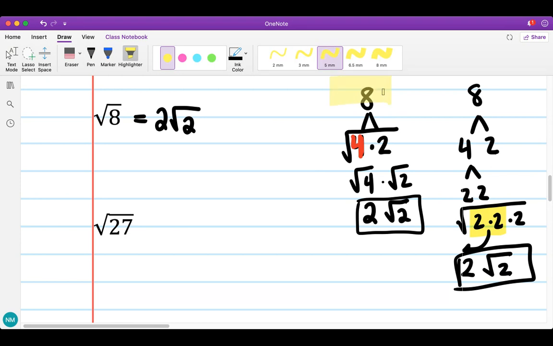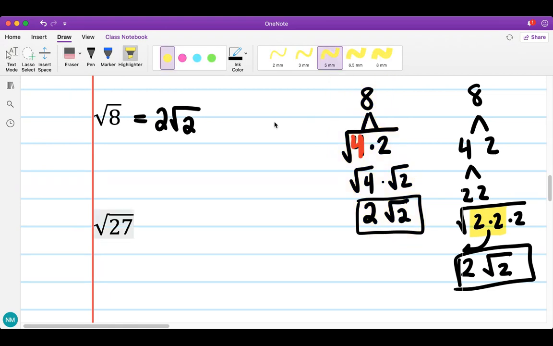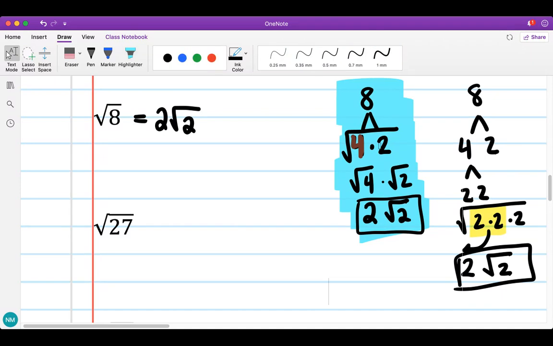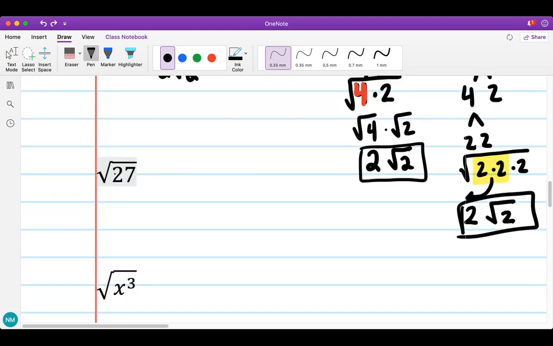I almost always use this method. I think it's mathematically quick, but this other method just breaks it down more. This method is a little bit more quick, and either way, either method works. I just always tend to go towards the perfect square method. So I'll do both methods for the 27.